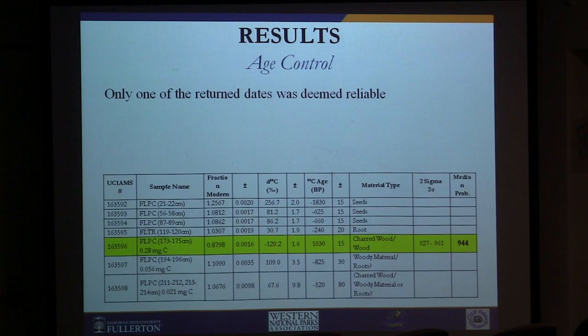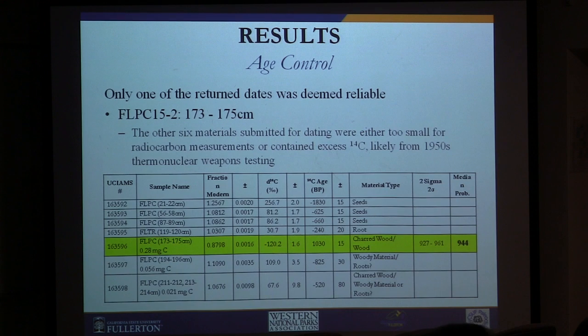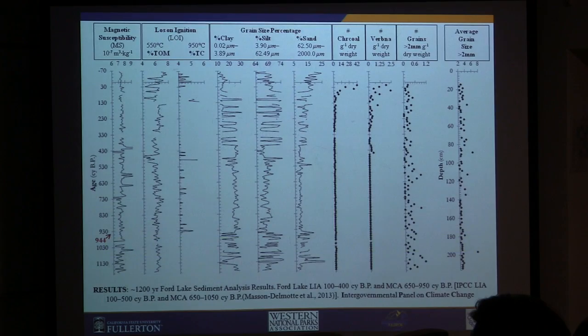Our age control only returned 1 good date, so we have a really nice age model. It was found at the 173, 175. The other 6 materials were either too small for radiocarbon measurements, or they contained excess C14, likely from the 1950s thermonuclear weapons testing. So everything was modern, other than the one charcoal bit we found at 173.